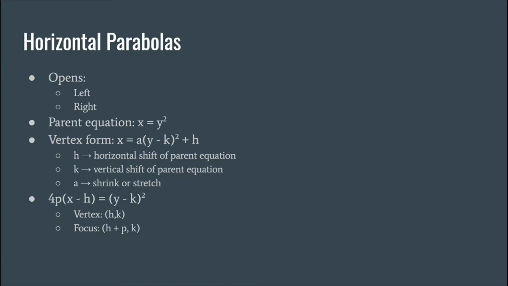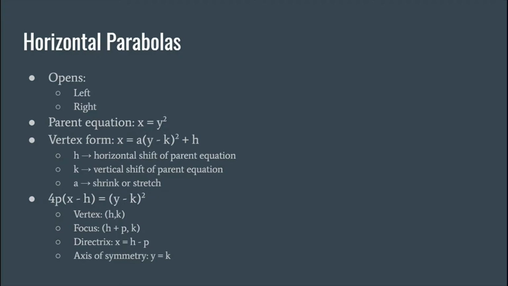because the focus is still inside of the parabola. So it's going to move horizontally rather than vertically. Yeah? And the directrix this time is going to be x equals h minus p. So this time it's going to be a vertical line rather than a horizontal line. Okay? And the axis of symmetry will be y equals k.